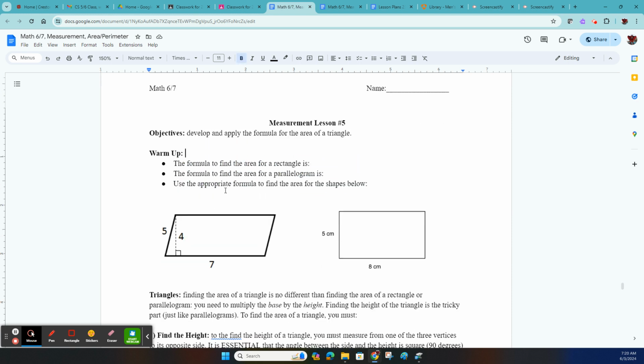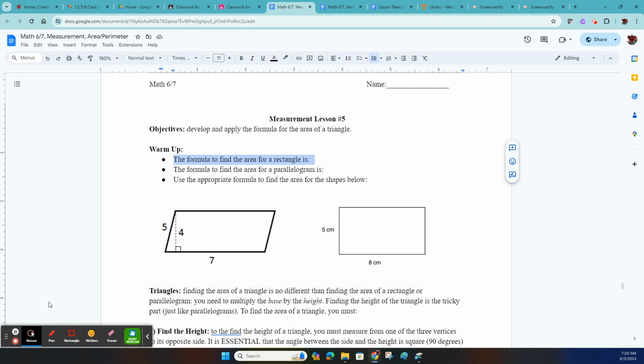triangle. Warm up. Formula to find the area for a rectangle is, you know what? I'm going to let you guys pause this. I'll let you just answer these questions to warm up your brains. So in 3, 2, 1, I'm going to answer all these. 3, 2, 1. The area for a rectangle, of course, is area is equal to base times height.